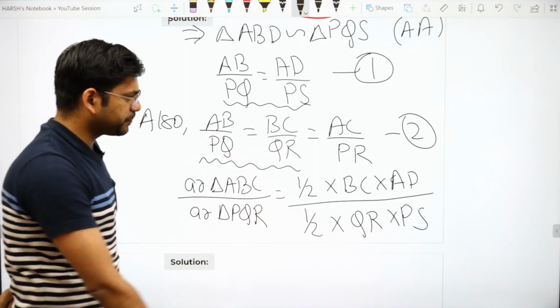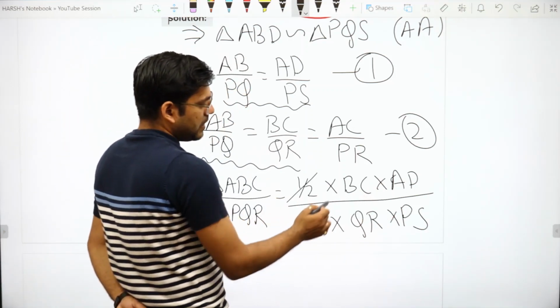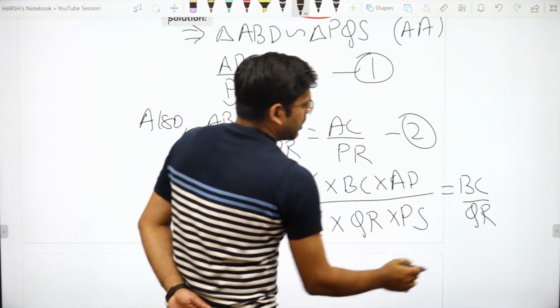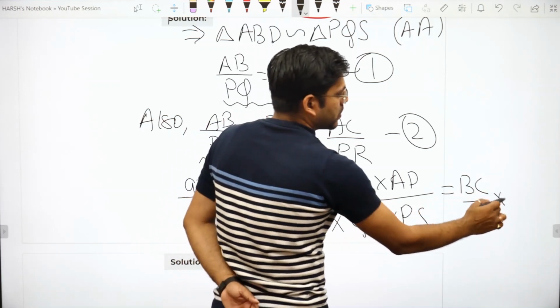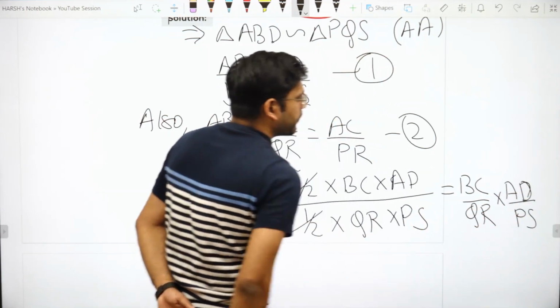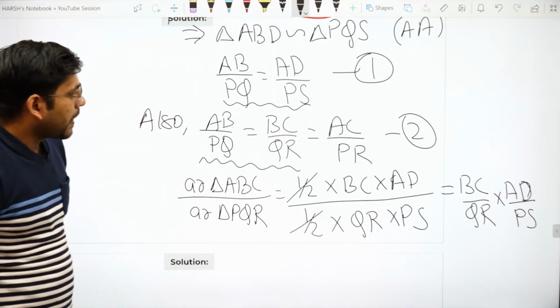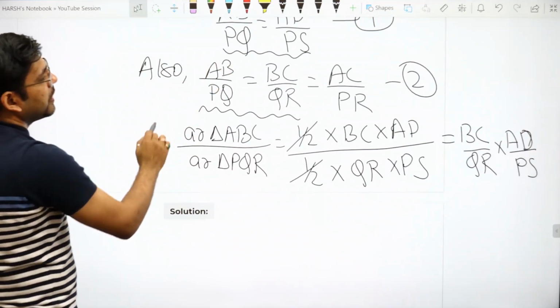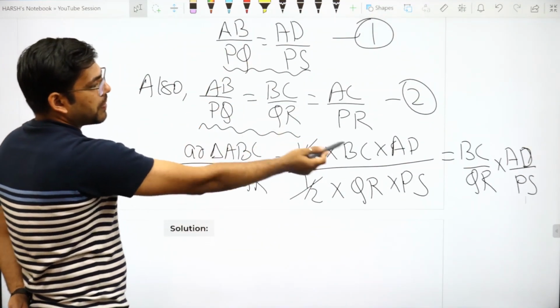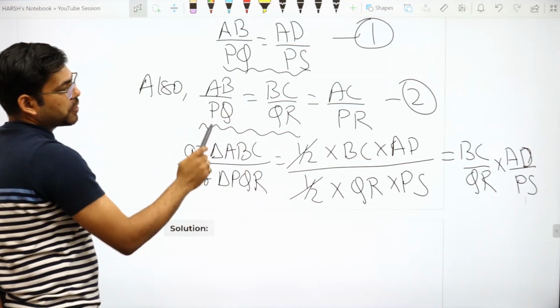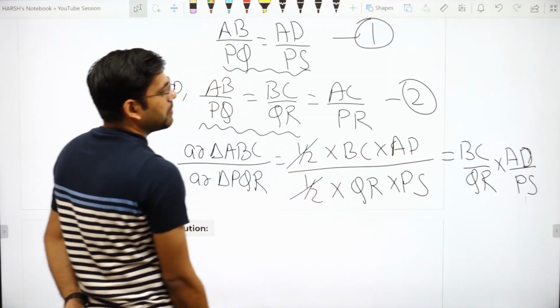Okay, half into base into height. Now everyone tell me, half and half cancelled, BC by QR. I'll write here BC upon QR and AD by PS. So into this is AD by PS. Okay. Now I can write it down here that from first, AD by PS is equal to AB by PQ. So I'll write here AB by PQ, and BC by QR is also equal to AB by PQ. So here also I'll write AB by PQ.